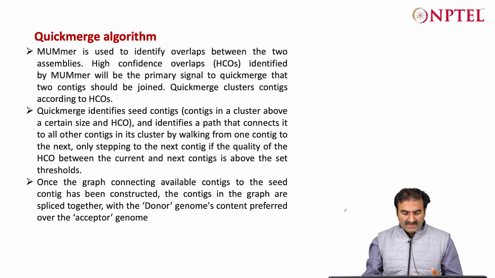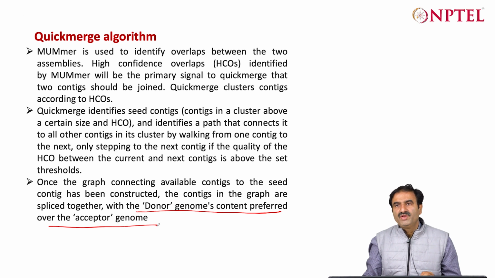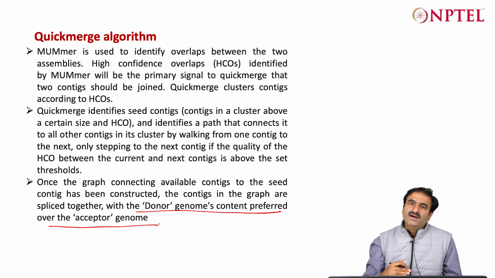And then once the graph connecting those contigs has been constructed, the contigs in the graph are spliced together with the donor genome's content preferred over the acceptor genome. That means you will be giving importance to either the long or short read assembly in this case. Generally the donor in this case should be the short read assembly, because that will be more accurate and can be used to fix or fill up the gaps in the long read assembly, and also to improve the errors which could be there in the long read assembly.